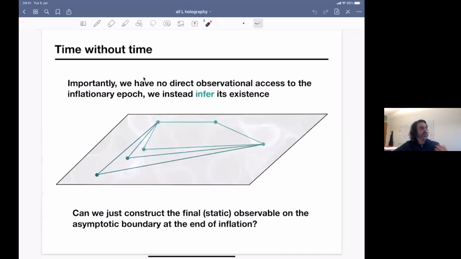But the fact that we don't directly see inflation, we can think of it as a machine that generates objects consistent with principles that we like, suggests that maybe we should take a different perspective on inflation and just ask whether we can directly construct the final observable on this asymptotic boundary without ever making direct reference to the inflationary time evolution. Okay, and so that's the viewpoint that I want to advocate and explore. And it's a roughly holographic viewpoint. We want to talk about the physics of inflation without ever talking about the inflationary spacetime. Okay.